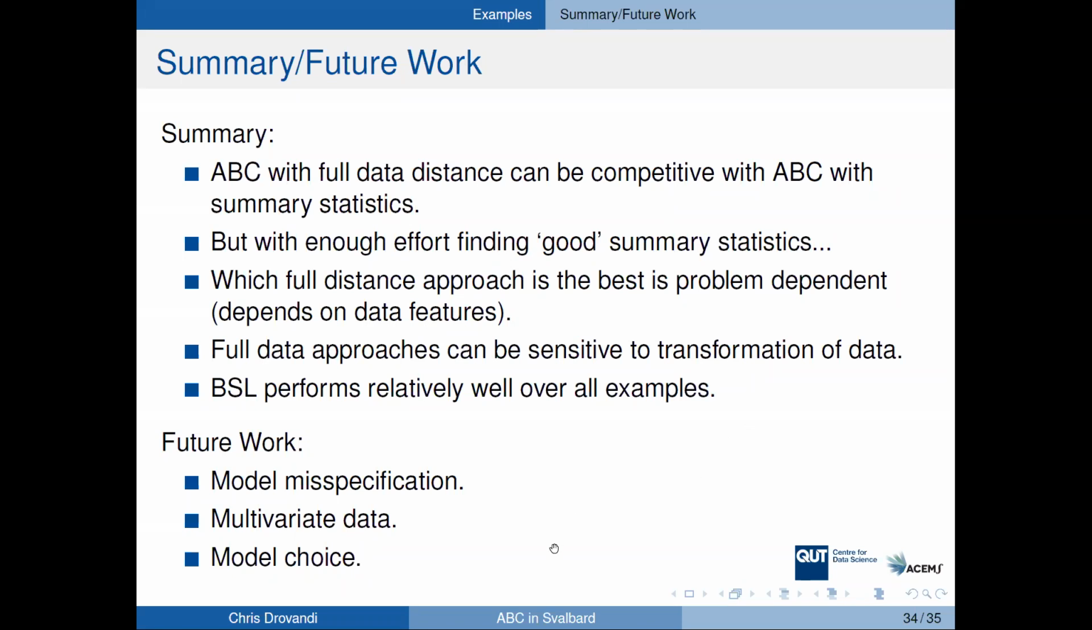For future work, we would like to look at the performance of these methods when the model is misspecified. In pretty much all of these examples, we're just dealing with univariate data. So we'd like to know how these full distance methods go for multivariate data. And finally, in this work, we focused on parameter estimation. We'd like to see how these methods perform compared to summary statistic-based approaches in the problem of model choice.